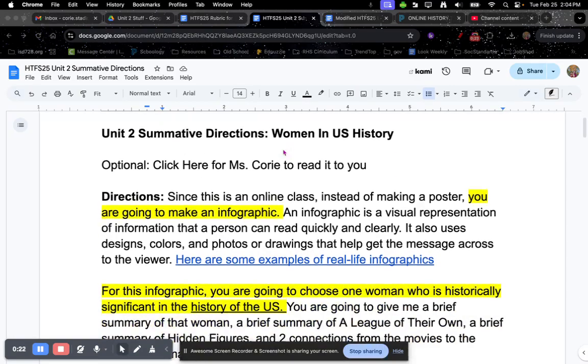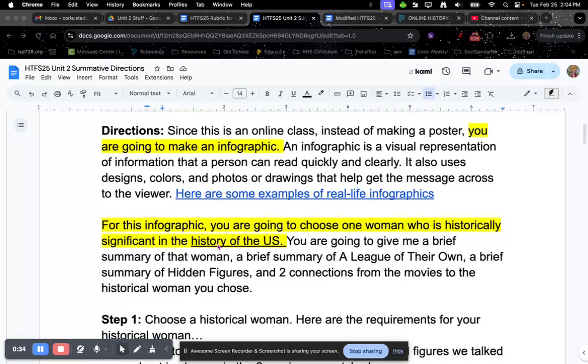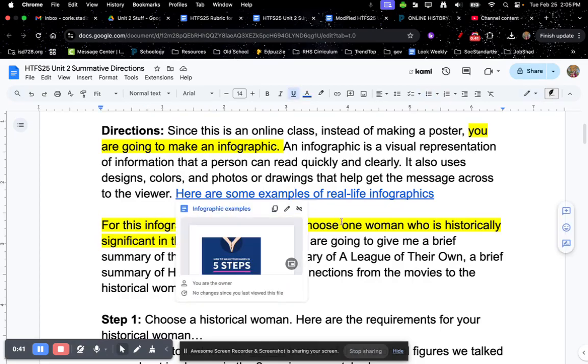So directions. Since this is an online class, instead of making a poster, you're going to make an infographic. An infographic is a visual representation of information that a person can read quickly and clearly. It also uses designs, colors, and photos or drawings that help get the message across to the viewer. Here are some examples of real-life infographics.